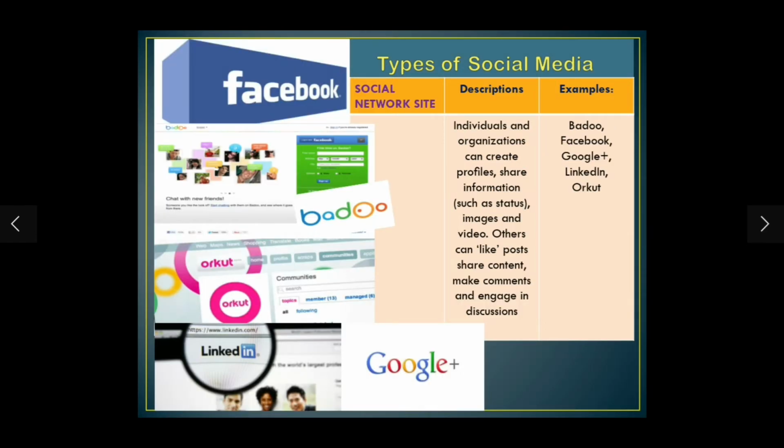Okay, another type of social media is the social network site. Okay, description: individuals and organizations can create profiles and share information such as status, images, videos. Others can like, post, share content, make comments, and engage in discussion. In this type of social media, the examples include Badu, Facebook, Google Plus, LinkedIn, Orkut.